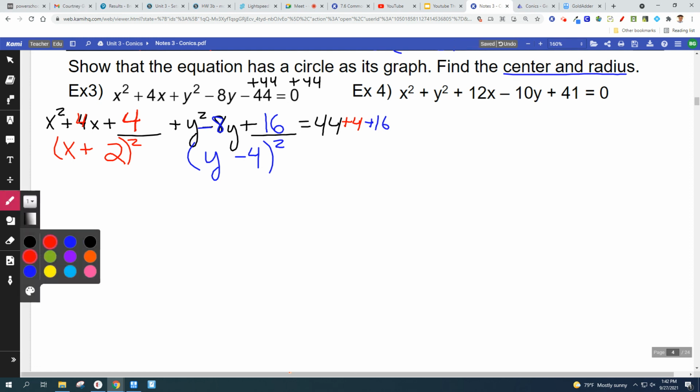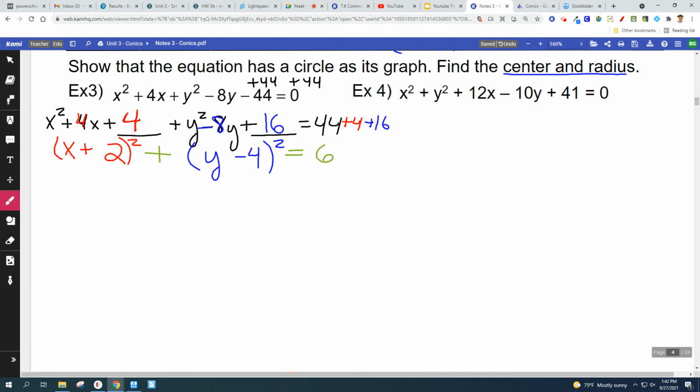And so I just kind of clean up my equation here. I've got that plus sign here, and I've got an equal sign here. And those of you that are ahead of me, what's 44 plus 4 plus 16? What? 64? Great. That's my equation. Show that the equation has a circle as its graph.